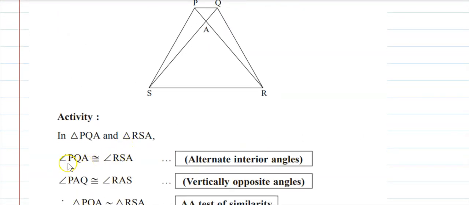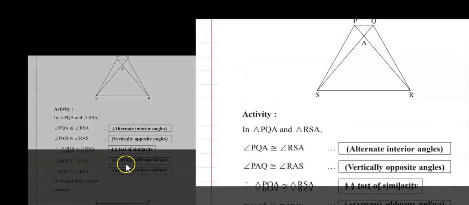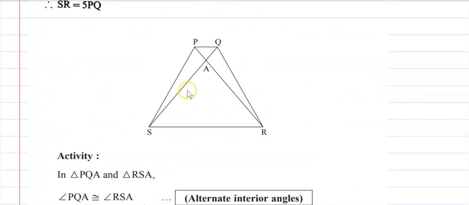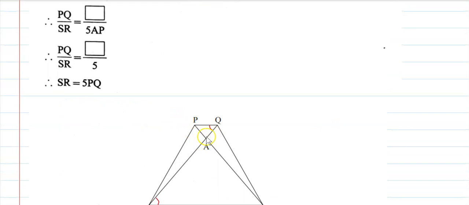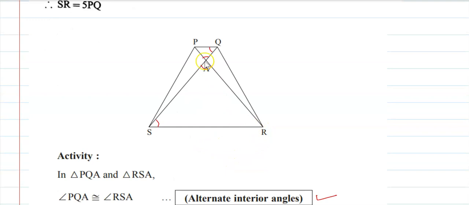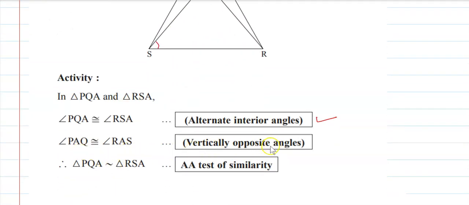The first is angle PQA is congruent to angle RSA. This is the alternate angle. Sorry, alternate interior angles. Next, angle PAQ is congruent to angle RAS. What is this? Vertically opposite angles. Therefore, triangle PAQ is similar to triangle RSA, by a test of similarity.